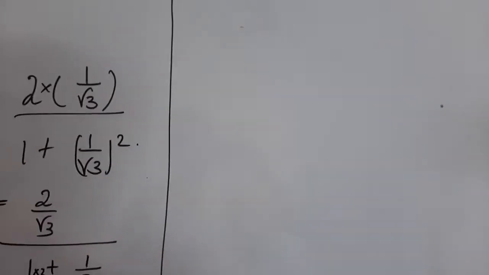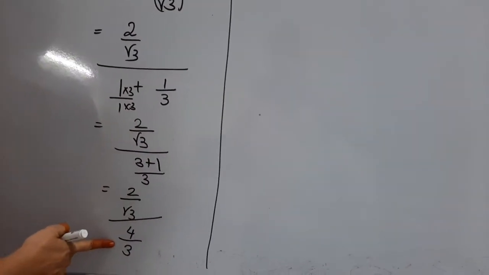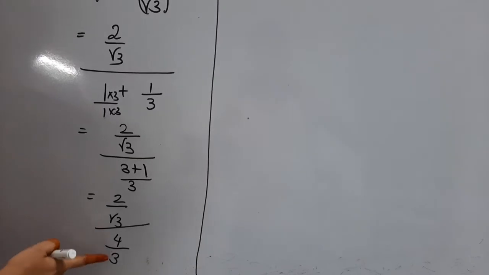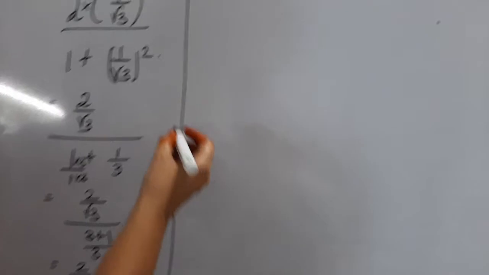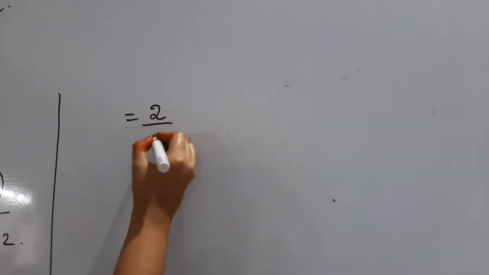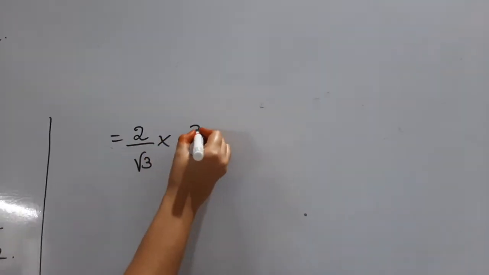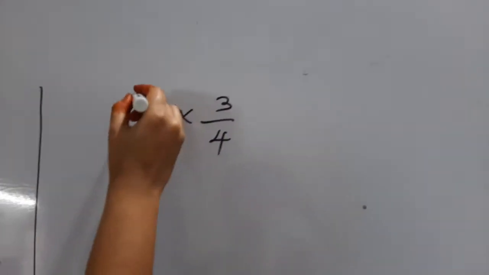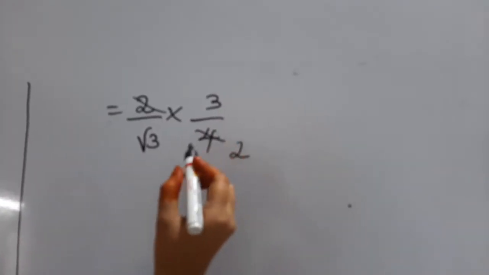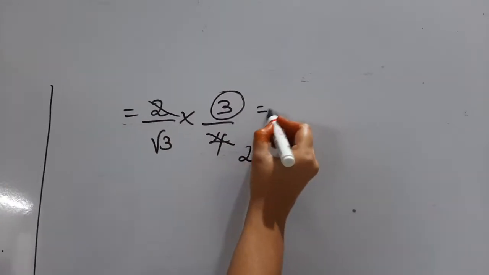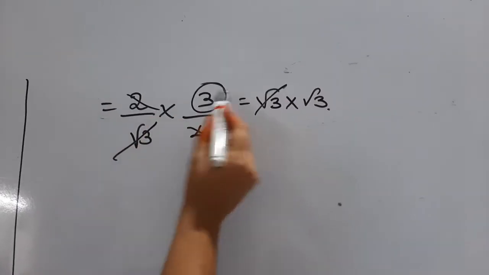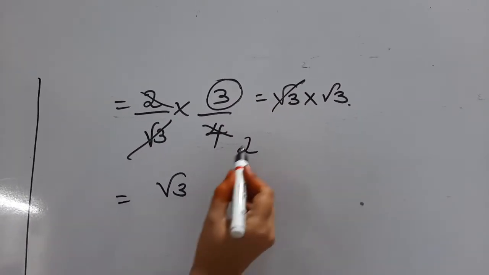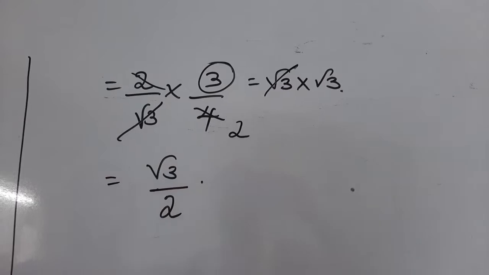Now again let us simplify this. We have a fraction with the numerator also a fraction and the denominator also a fraction. Now I am going to take the reciprocal of the denominator so that the division will be changed into multiplication. Here we have 2 by root 3 into 3 by 4. Now do cross multiplication. This becomes 2, and you know 3 can be written as root 3 into root 3. So if I cancel that, my numerator value here is root 3 and the denominator value is 2.